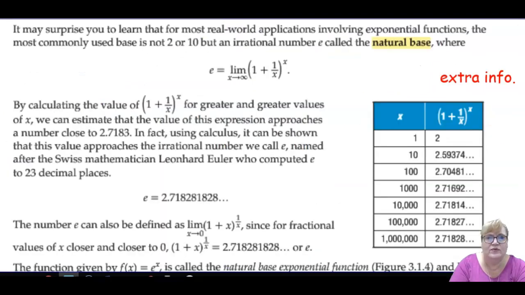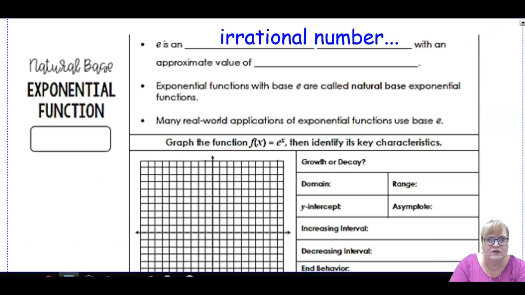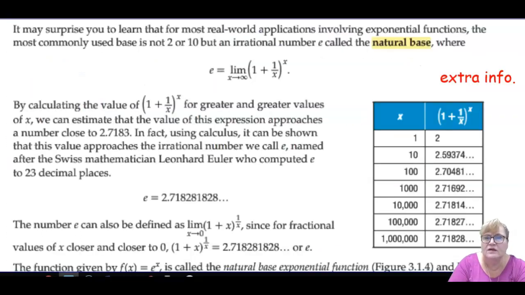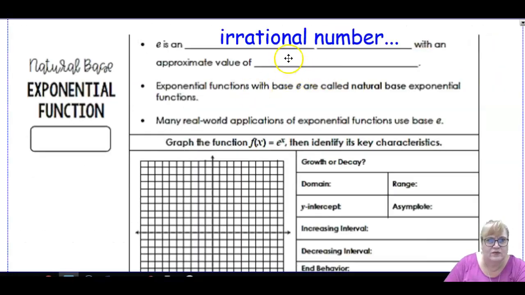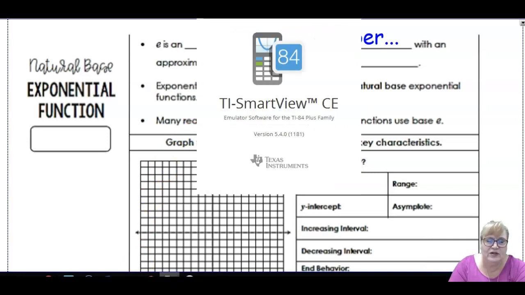So e is an irrational number with an approximate value of, I'm going to go back to this slide so I can put down several places, 2.71814. No, is that right at the bottom? No, 2.71828. Okay, we're not going to need that many places. And it is on your calculator. It's actually in 2 different places on your calculator.